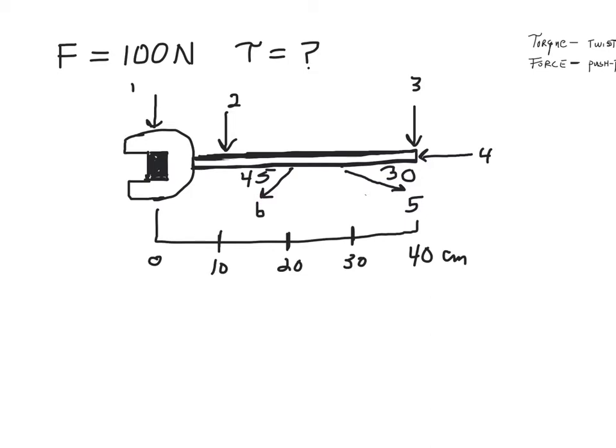So pause the video and ask yourself which of the 5 is going to give you the most twist, which of the 5 is going to give you the least twist, and then try and rank those in between. Just make a guess. So pause the video and rank from 1 to 6 the strength of the torque, from the strongest torque to the weakest torque.